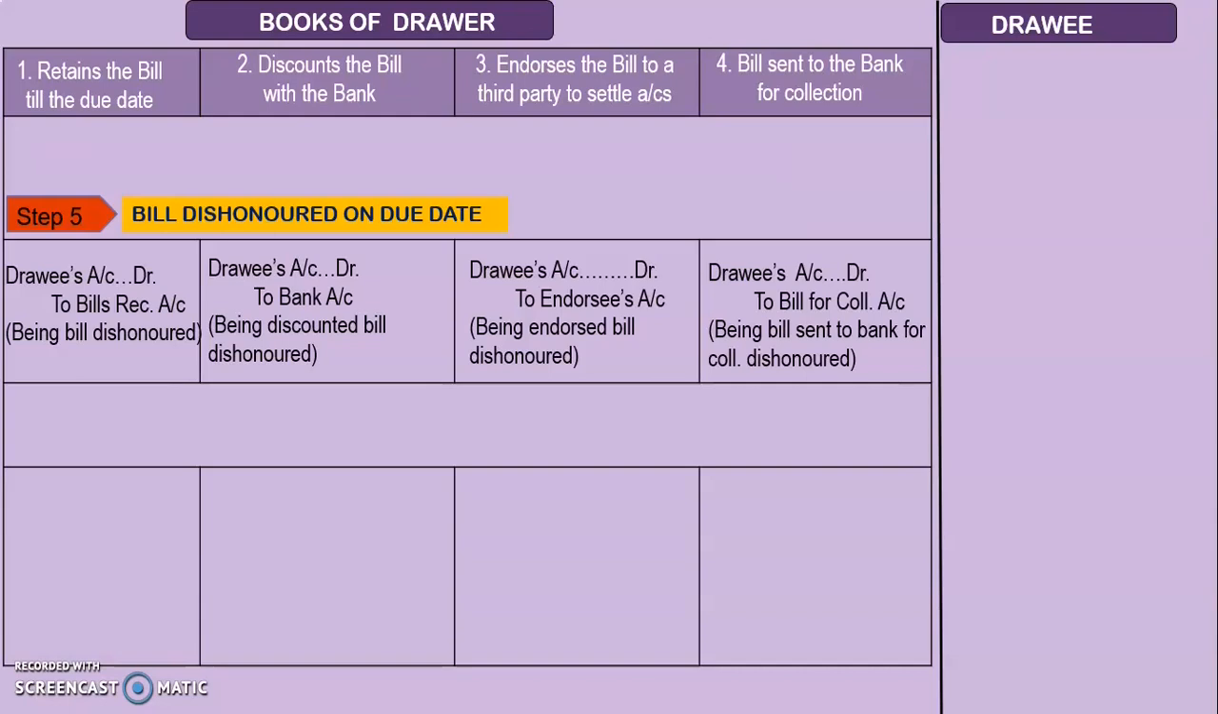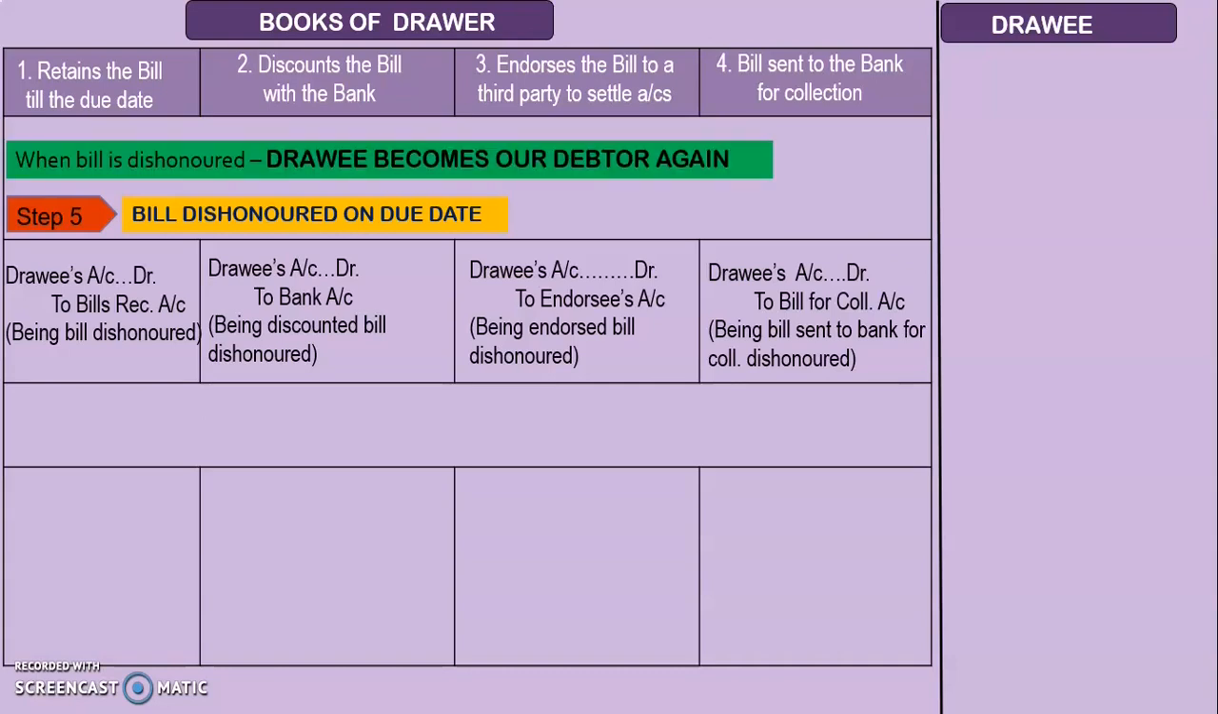Now students, did you notice one thing here? In all these entries, we have debited the drawee's account. So you have to keep one thing in mind. When the bill is dishonored, drawee becomes a debtor again. So even if it is a bill retained, bill discounted with the bank, endorsed, or sent to the bank for collection, in all the four cases, the drawee's account will be debited. And which accounts are credited? In case of retained bill, the bills receivable account is credited.